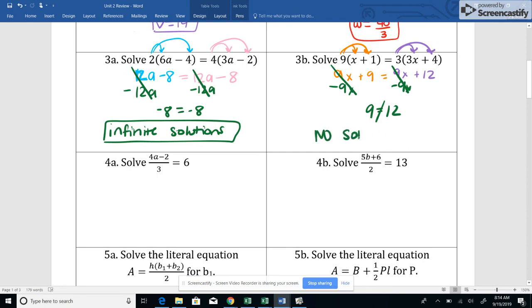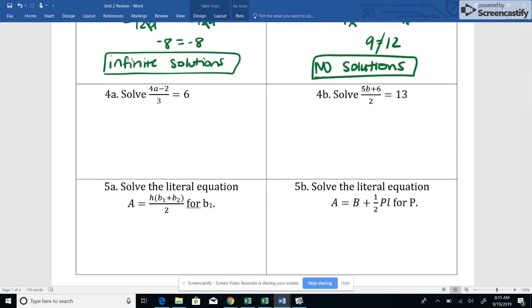So we're going to call this no solutions, which means that it doesn't matter what number I pick for x, whatever number I pick to substitute in for x, positive, negative, fraction, decimal, nothing will make this left side of the equation equal to this right side of the equation. There's nothing that would work.